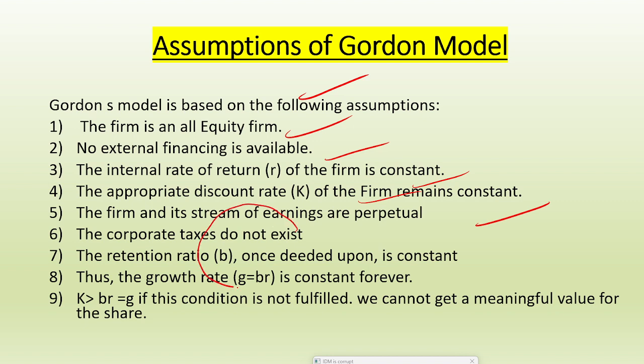You want to remember this: how many men were there? Gabbar. So for Gabbar you have to remember growth is equal to br. Then g is equal to br. This is the growth rate, by which you can calculate the retention ratio, and it is constant forever. K is greater than br, that is cost of capital is greater than growth. If this condition is not fulfilled, we cannot get a meaningful value for the share. It says that the cost of capital should be more than br.